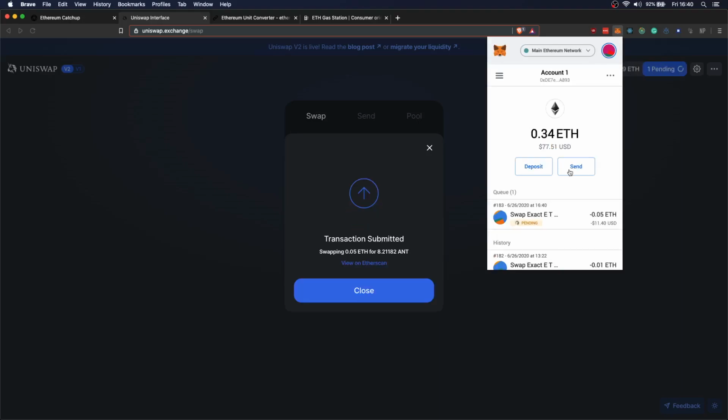And now it's broadcasting the transaction to the Uniswap, to the Infura gateway. And then the miners are going to mine that transaction, and then hopefully it will be confirmed. And then we'll have those ANT tokens within our Ethereum account. So that usually takes a little bit of time. The network is also under quite a bit of strain at the moment. So it might take a sec.